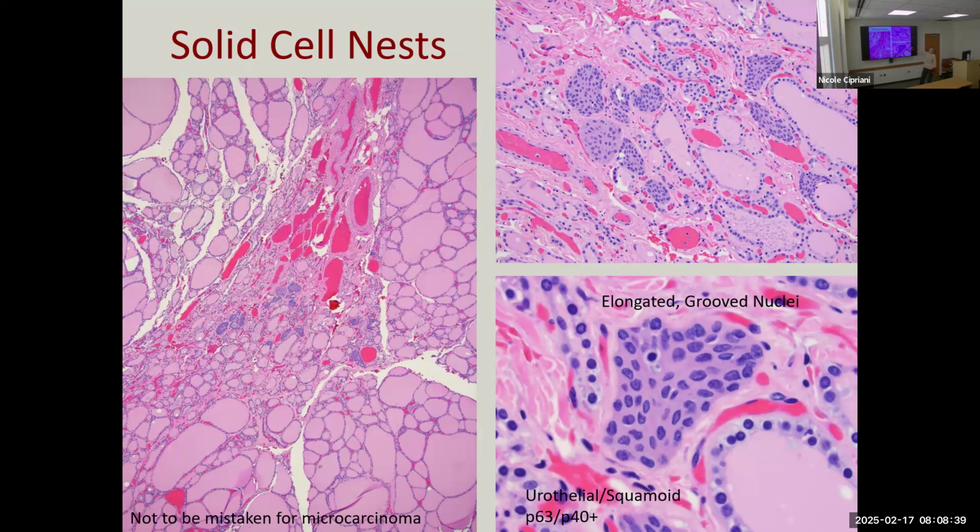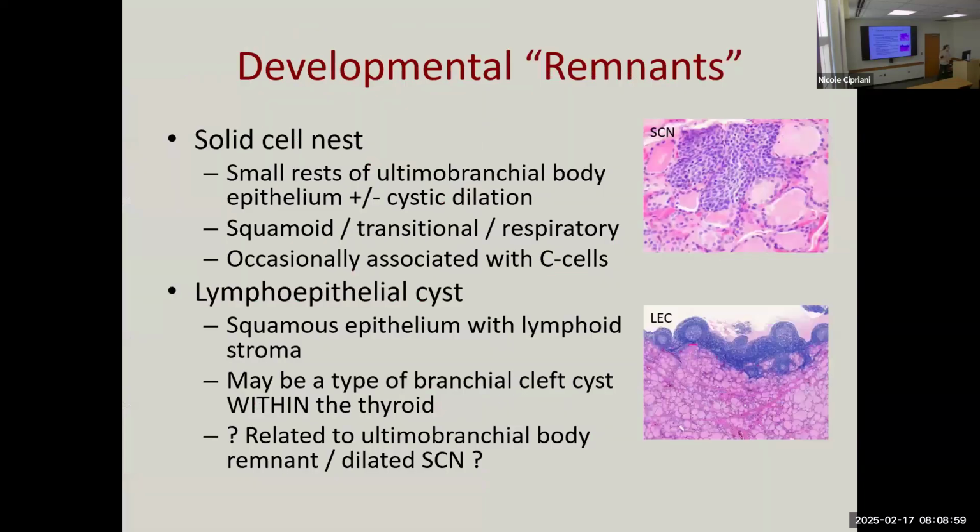But just don't mistake them for papillary thyroid microcarcinoma because of the groove nuclei. You should not see other features like dense cytoplasm or inclusions. But if you see these sprinkled around, and we see them in sign out, those are the solid cell nests. You may or may not see C cells associated with them.